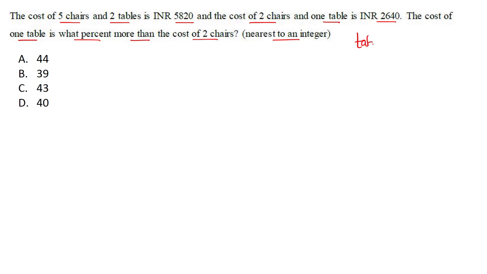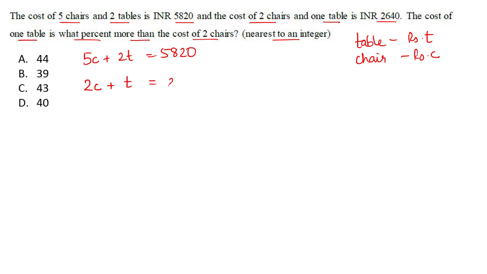Let the cost of one table be rupees T and the cost of one chair be rupees C. Now, the cost of five chairs and two tables comes out to be 5820 rupees. And the cost of two chairs and one table comes out to be 2640. So, we'll eliminate T from over here. For that, we are going to multiply this equation by 2. So, we are going to get 4C plus 2T equals 2640 into 2, which comes out to be 5280.